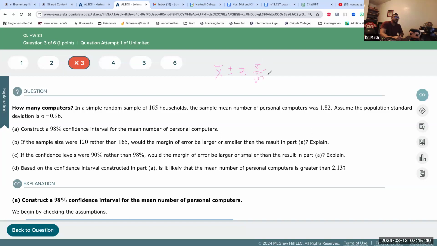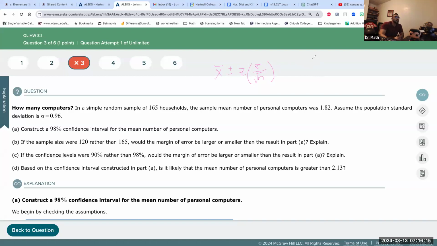And this piece right here, that I'm going to put in parentheses, this is known as our standard error. So whenever you hear them talk about standard error, that's this piece. When they talk about margin of error, that's this piece right here, Z times sigma divided by square root of n. What you're adding and subtracting, all of it, is called our margin of error. All right, so let's make some notes here.